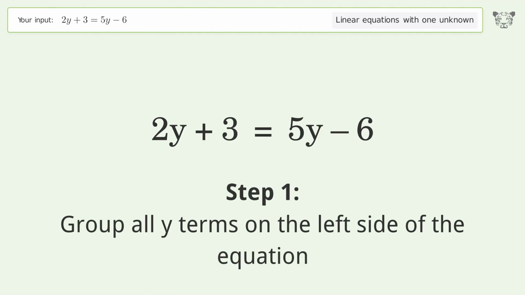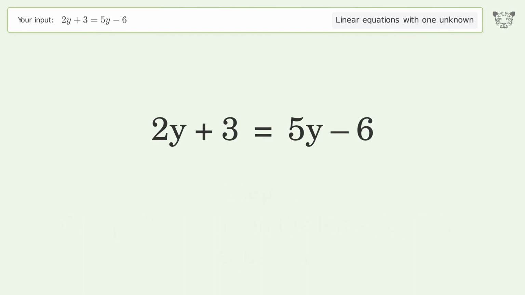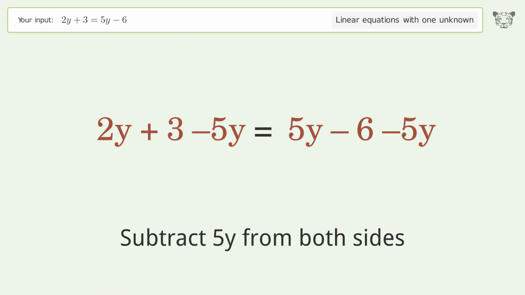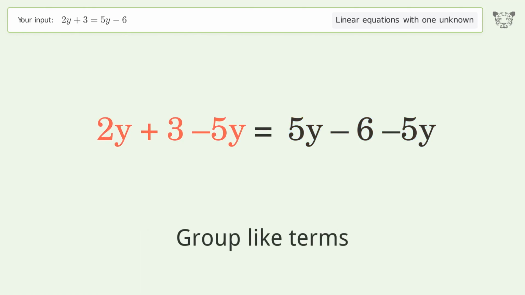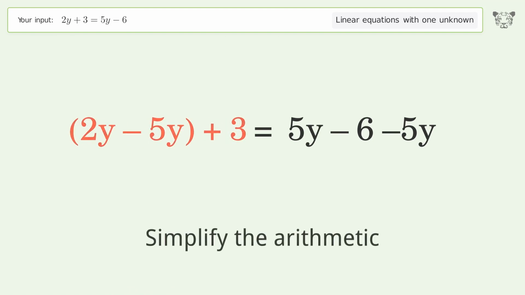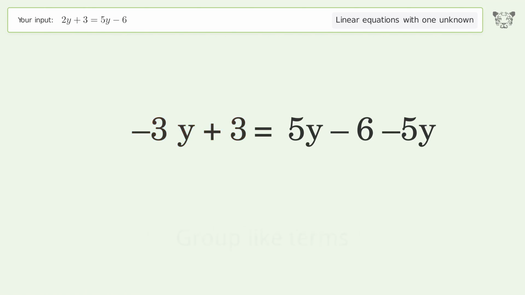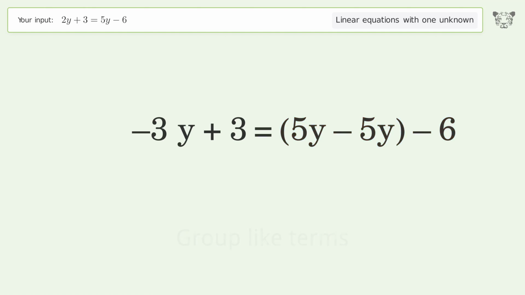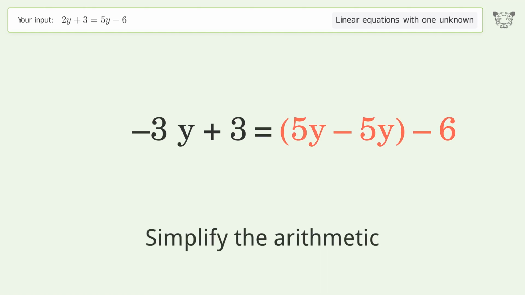Group all y terms on the left side of the equation. Subtract 5y from both sides. Group like terms. Simplify the arithmetic. Group like terms. Simplify the arithmetic.